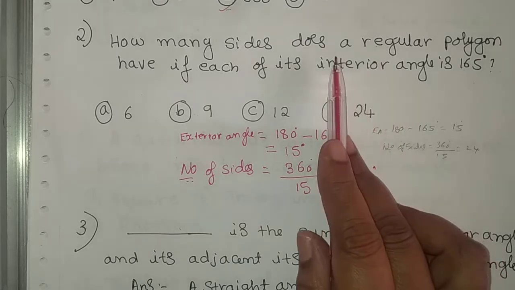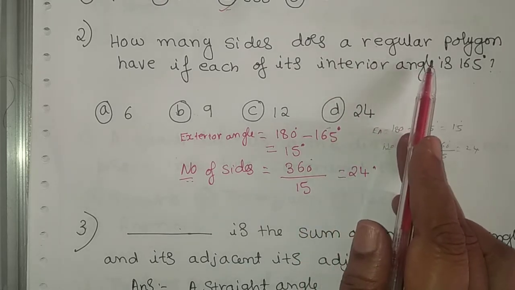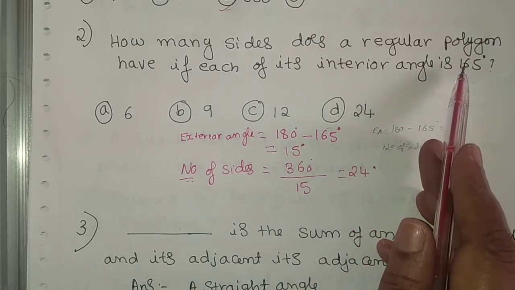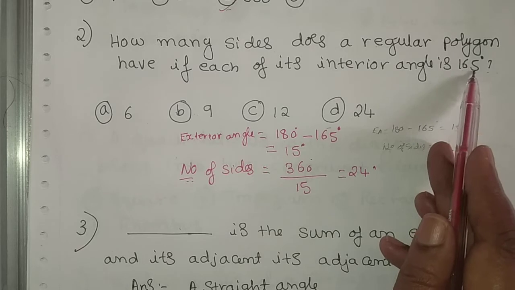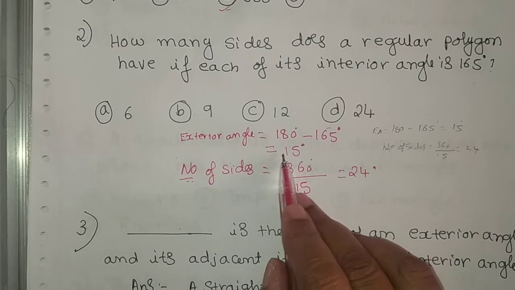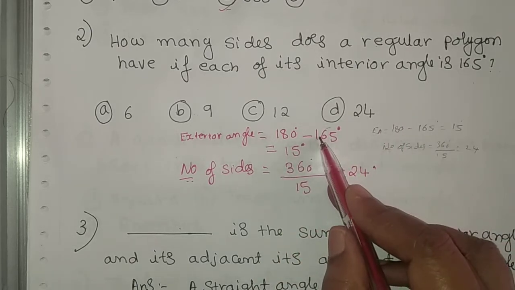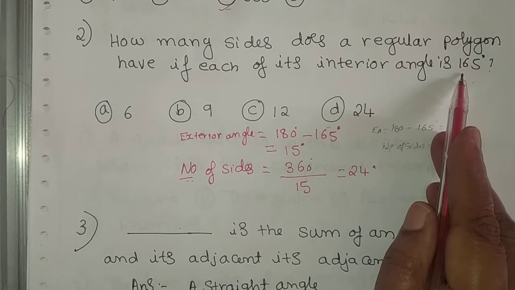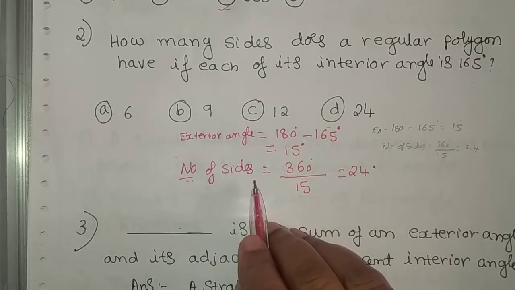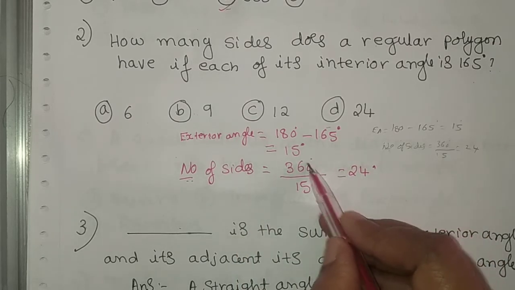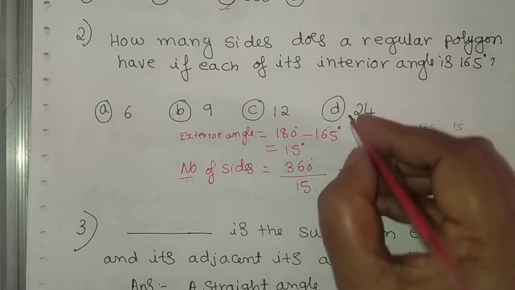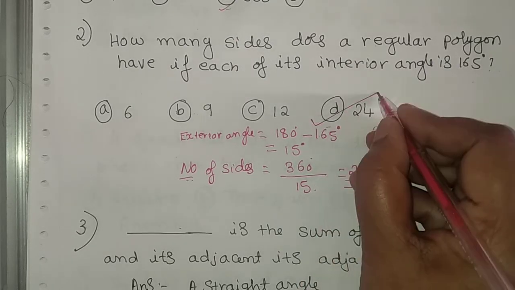How many sides does a regular polygon have if each of its interior angle is 165? We have to find out the number of sides and the interior angle is given. So for this, first we have to find the exterior angle, that is 180 minus the given angle. Then the number of sides formula is 360 degrees divided by this exterior angle 15, we'll get 24. 24 sides is the correct answer.